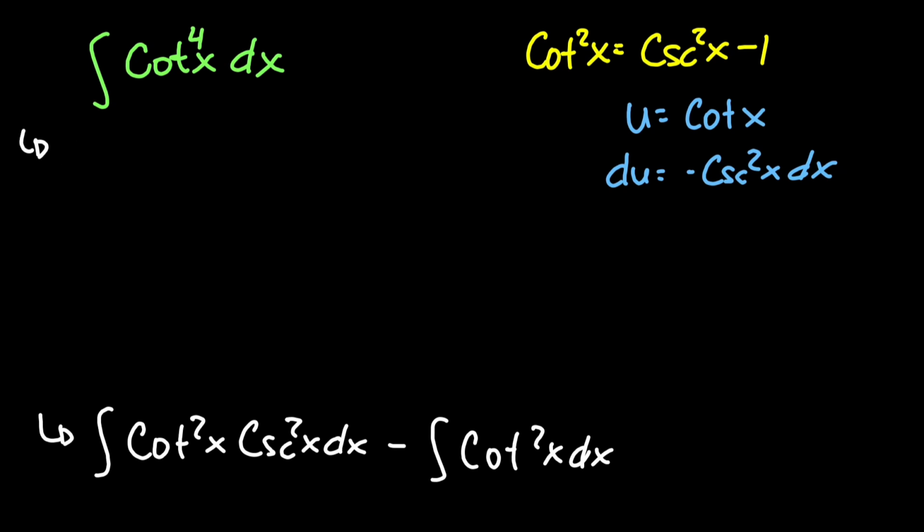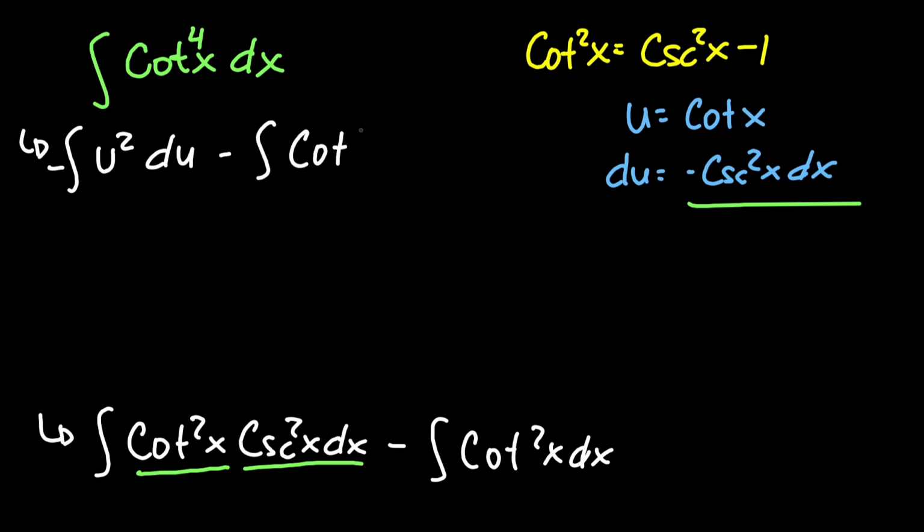And so, substituting this value, cotangent squared of x can be u squared because u is cotangent of x. Cosecant squared of x dx is du. And just put the negative sign outside and copy the rest. And so by integrating this, the integral of u squared would be u cubed over 3.